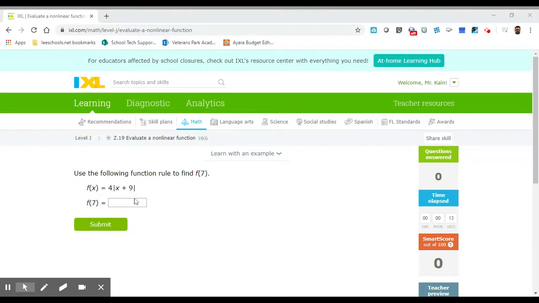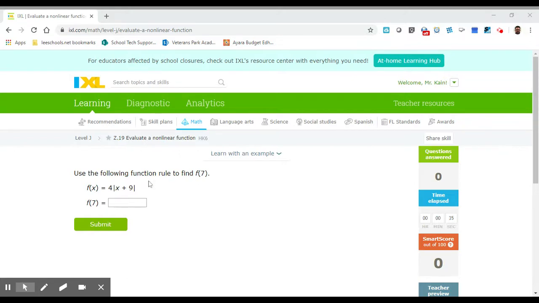Okay, let's see what we're doing. We are evaluating a nonlinear function, and this is HK6. It's so hard to read. And this is your eighth grade IXL. The question says use the following function rule to find f of 7, the function of 7, f of 7.